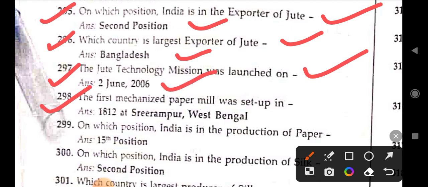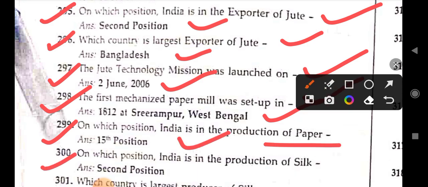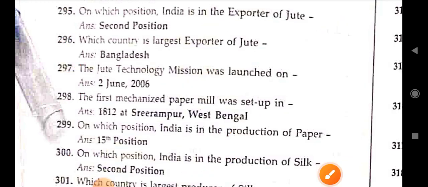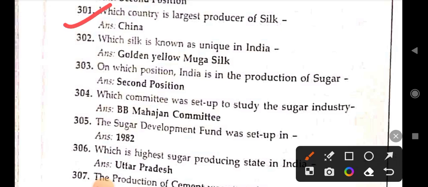The first mechanised paper mill was set up in 1812 at Serampore, West Bengal. On which position is India in production of paper? 15th position. Next, on which position is India in the production of silk? Second position. Next, which country is the largest producer of silk? China.